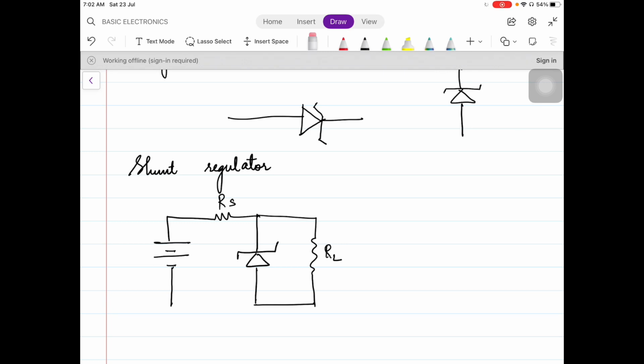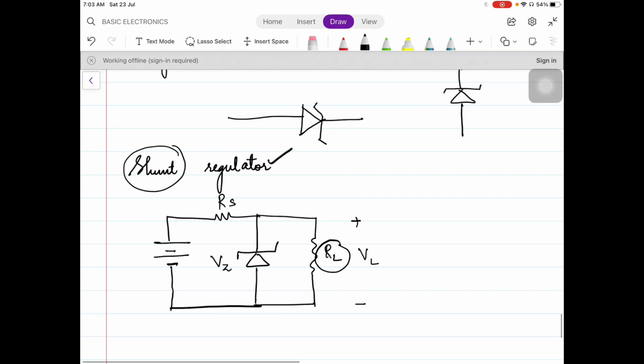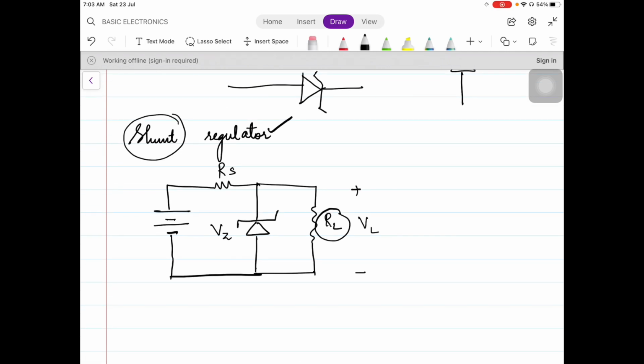So if we connect a constant voltage device in parallel or in shunt with a load resistor RL, the voltage across this RL will also be maintained constant. That is why it is called a regulator, because it is generating constant voltage. And because it is in parallel with the load resistor, that is why it is called shunt. So this is the main application of Zener diode, that it acts as a shunt regulator.